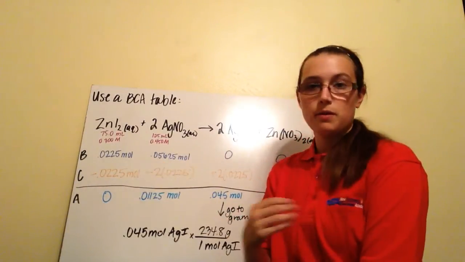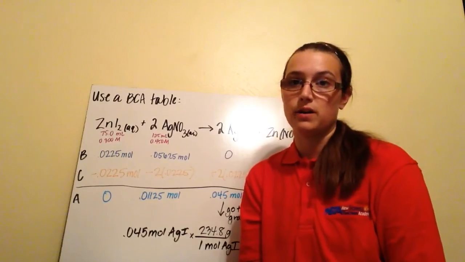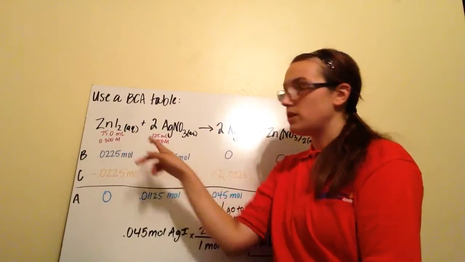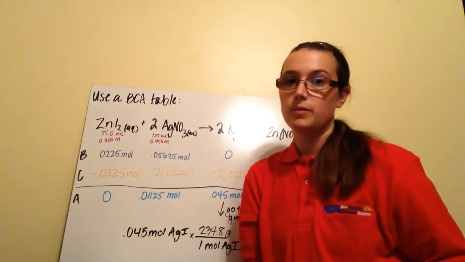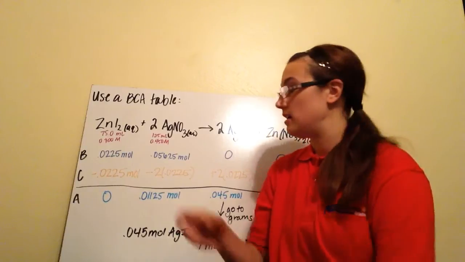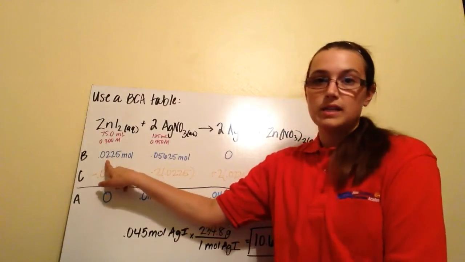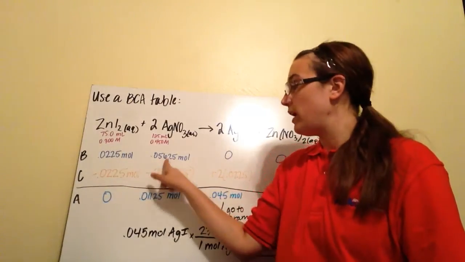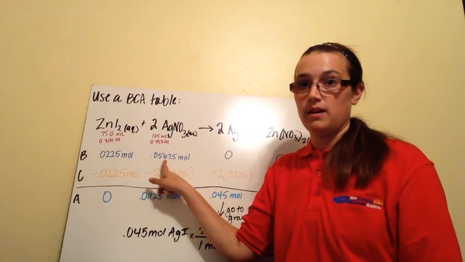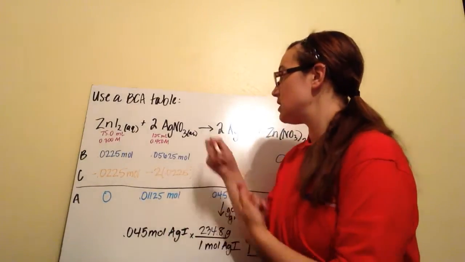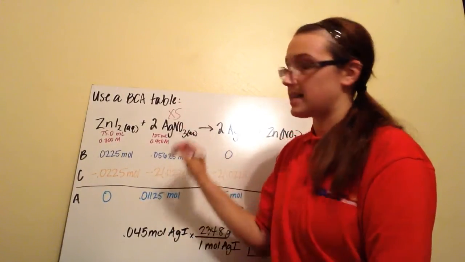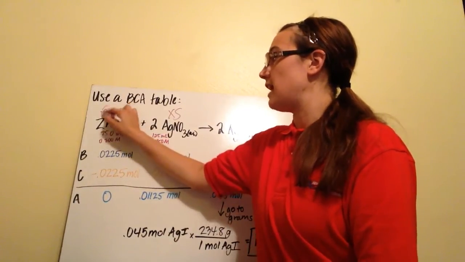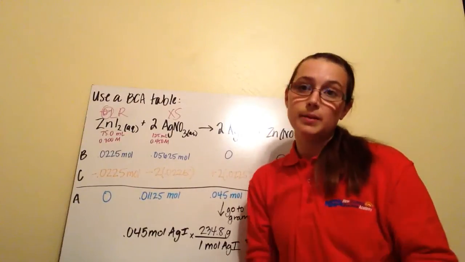Now, we have amounts for both reactants. We have to figure out which one is limiting. If you take a look at the mole ratio, it's a 1:2 ratio. You need twice as much silver nitrate as zinc iodide. If we look at our moles of zinc iodide, if we double this, it's about 0.045. We have that and more, which makes the silver nitrate our excess, and that makes the zinc iodide our limiting reactant. So the zinc iodide is our limiting reactant.